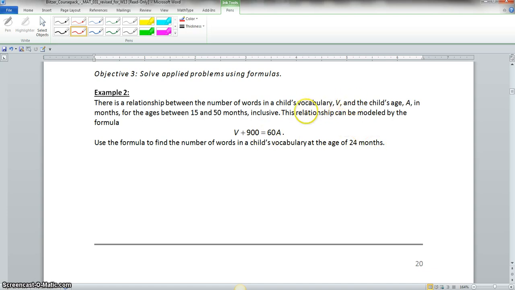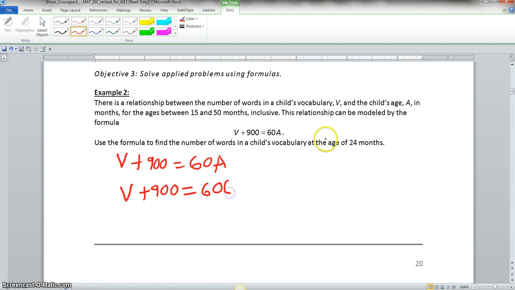Now remember, V stands for the vocabulary. We don't know our vocabulary. Well, let's just write the formula. V plus 900 is equal to 60A. Now, we don't know what V is equal to. That's what we're solving for. So we have V plus 900 is equal to 60 times. Now, A is represented in months for the child's age, and we're told it's 24 months. So we'll take 60 times 24.